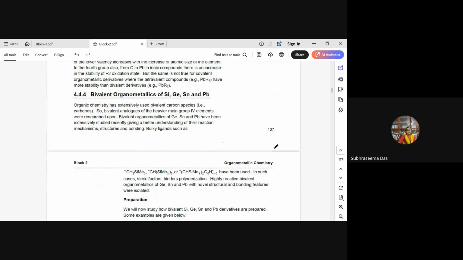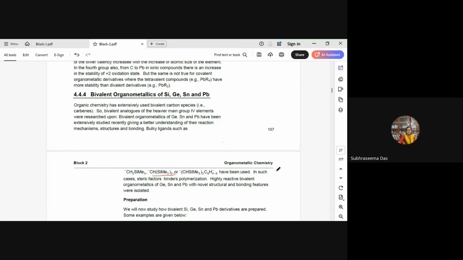Then coming to bivalent organometallics of silicon, germanium, tin and lead. Bivalent analogues of the heavier main group 4 elements have been seen. Bulky ligands such as CH2SiMe3 and CH(SiMe3)2 have been used.